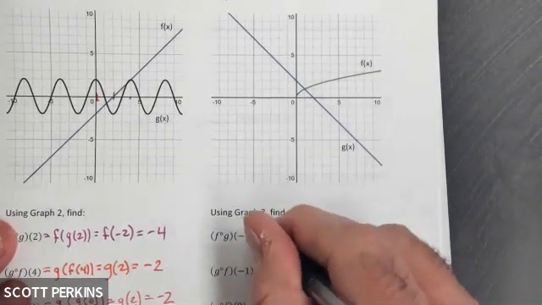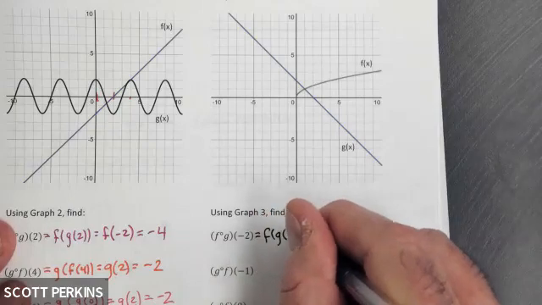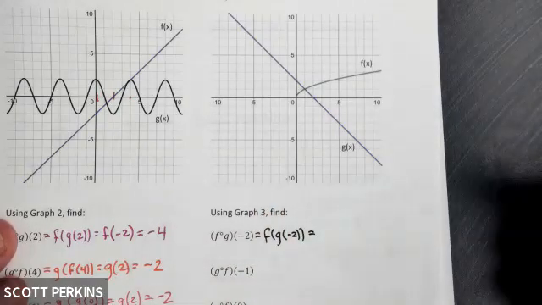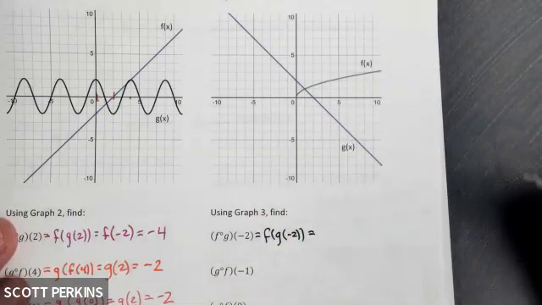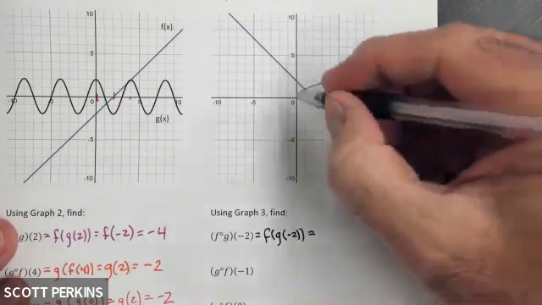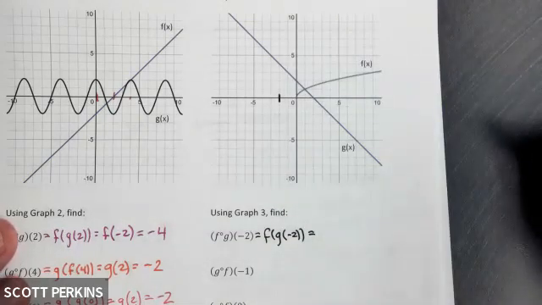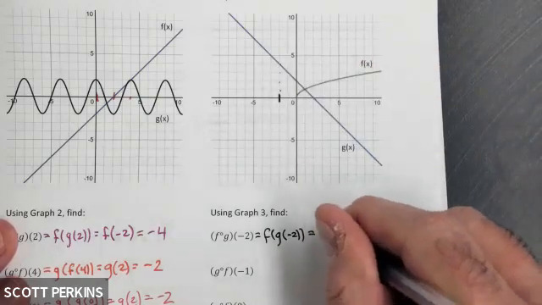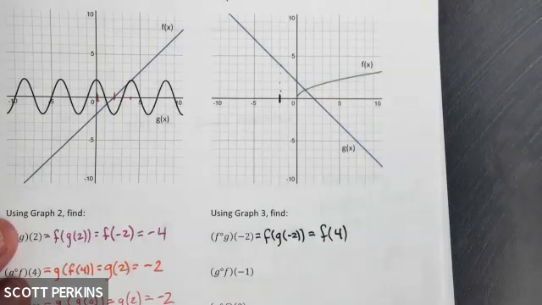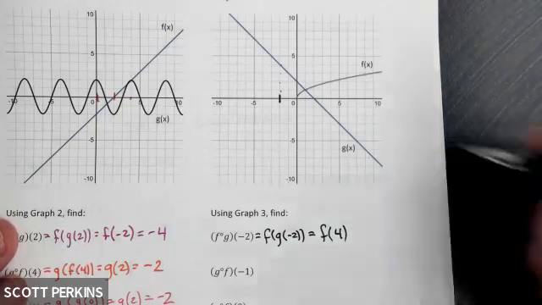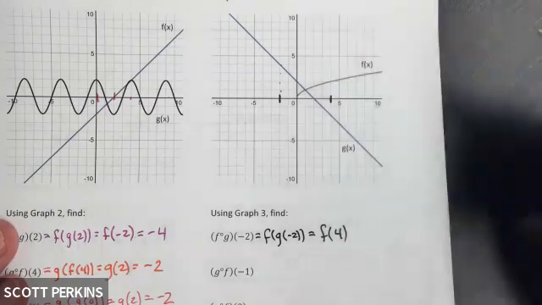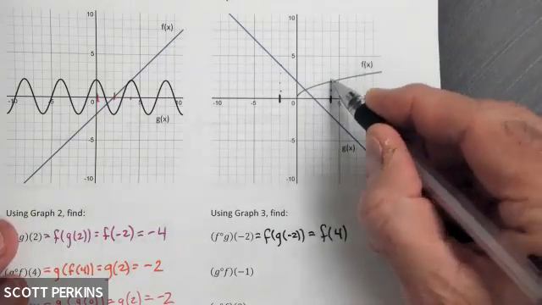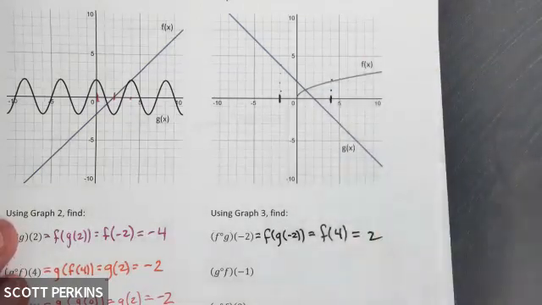So this one is f composed with G of negative 2. I'm going to start with the function G. G is the purple graph. So I'm going to go to negative 2 right here, and the value of G, the purple graph, is 1, 2, 3, 4. So that becomes the value that I plug into f. F is the green graph. So I'm going to look at the value of the green graph at the x value 4. Here's the x value 4, and we see that the green graph is 1, 2. So I get the value 2.